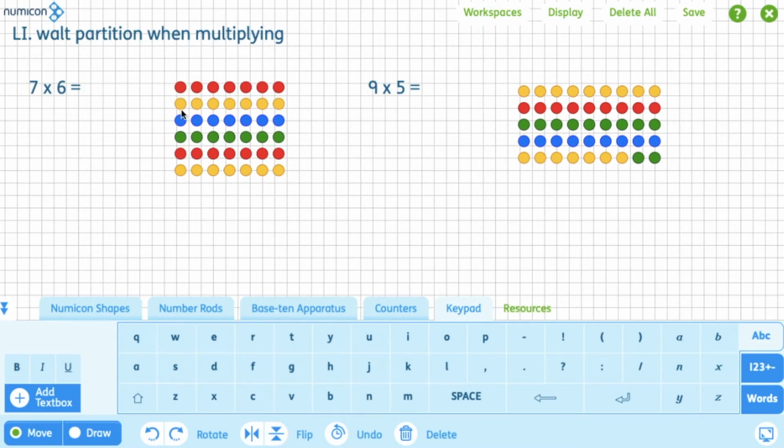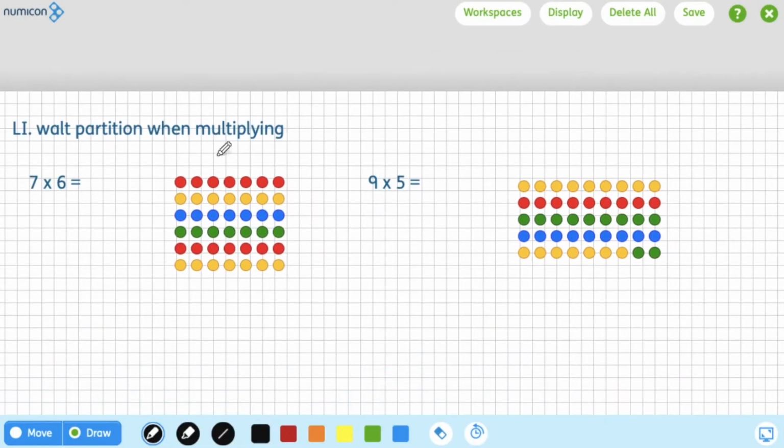So I've got 1, 2, 3, 4, 5, 6, 7 across the top, and 1, 2, 3, 4, 5, 6 counters across the bottom. So we have, I'll just write it in, we've got 7 across the top times 6 across the bottom, or across the side.